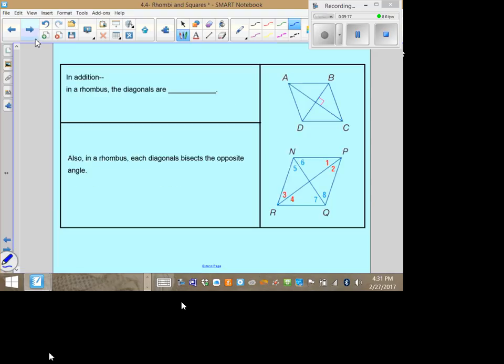In addition to those, in a rhombus, the diagonals are perpendicular. And also in a rhombus, each diagonal bisects the opposite angle. So that's like saying that angle 1 is congruent to angle 2, angle 5 is congruent to angle 6, and so on. You can give me multiple examples here.